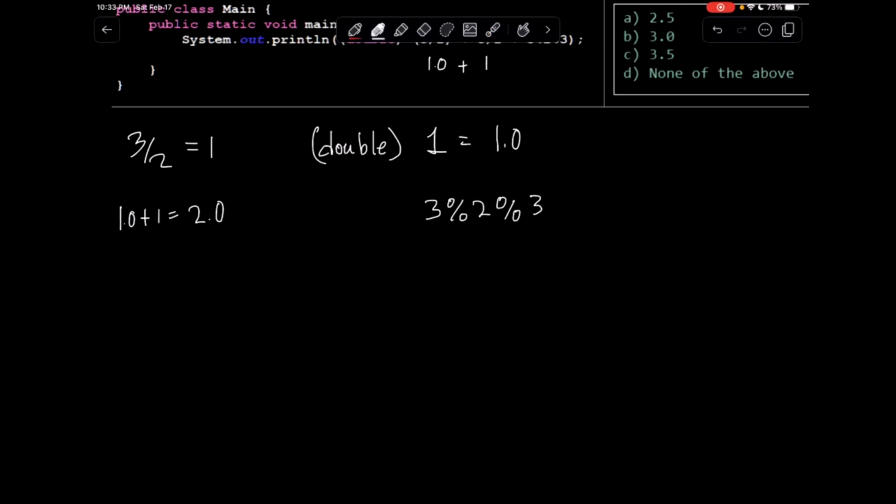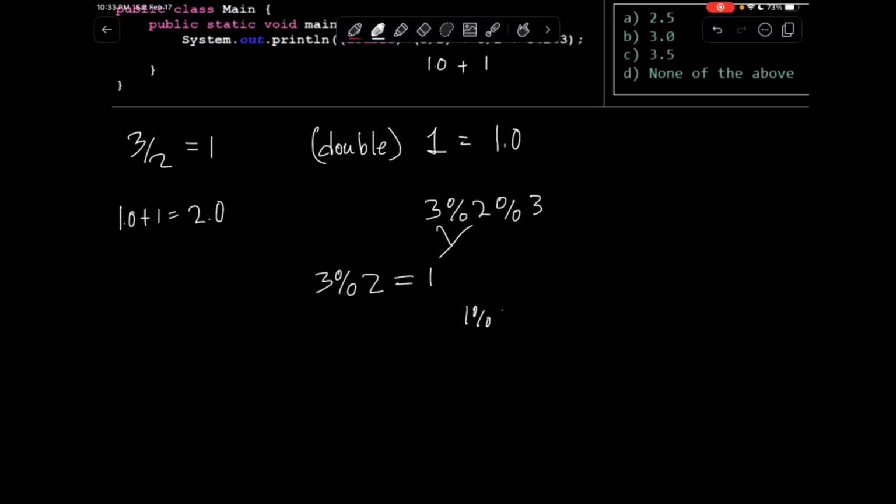So let's look at 3 mod 2, right? So I got 3 modulus 2. Basically, take as many 2's as you can out of 3, and what are you left over with? I can take one 2 out of 3, and I'm left over with a 1. So 3 mod 2 gives you 1. So now I just need to mod that answer by 3.